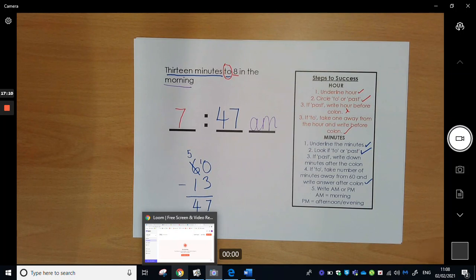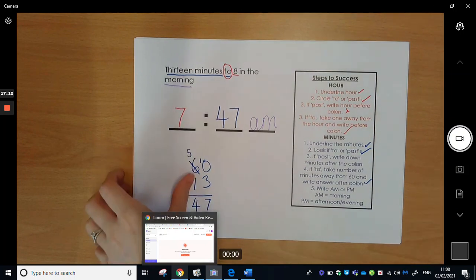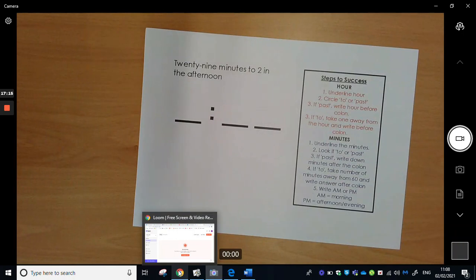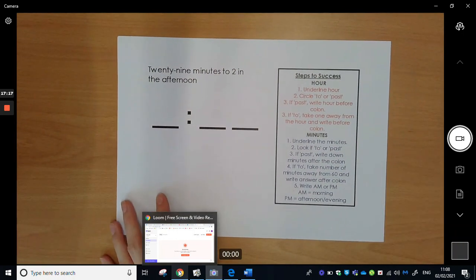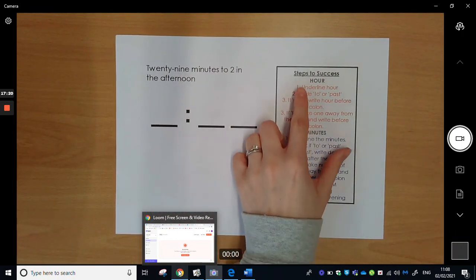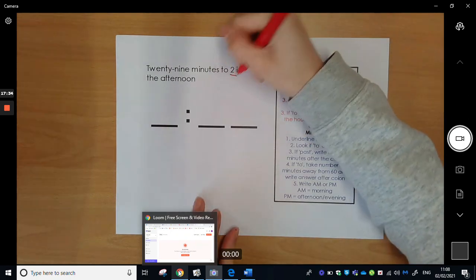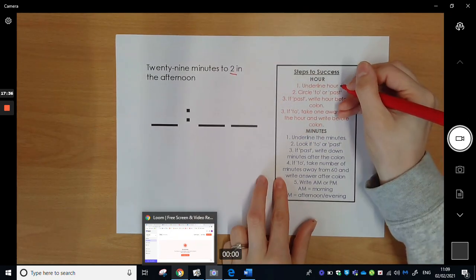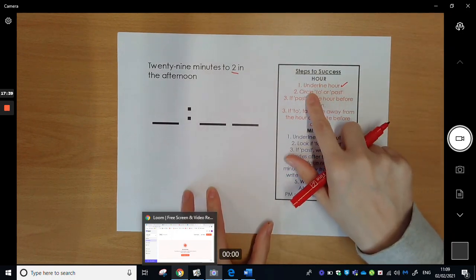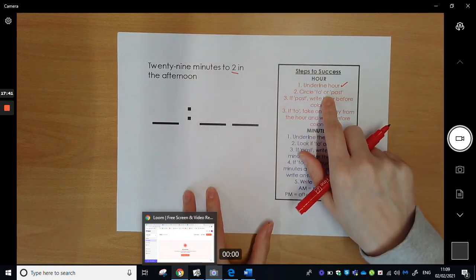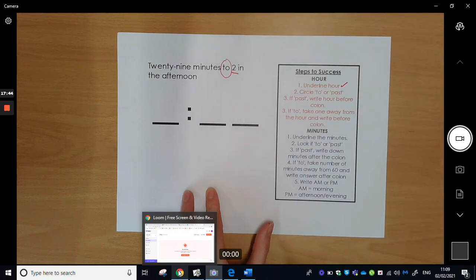Okay, let's look at another example now. We're not going to use the clock to help us. We're going to see if we can follow just the steps. Okay, so first thing I need to do, underline the hour. So I want you to think, what is the hour in my question here? 29 minutes to 2 in the afternoon. What should I underline? Hopefully you're saying the 2. 2 is the hour here. So underline the hour. Circle 2 or past. 2 or past. This time it is 2.